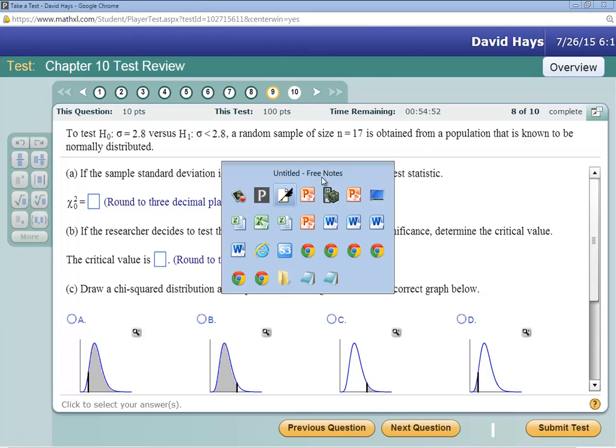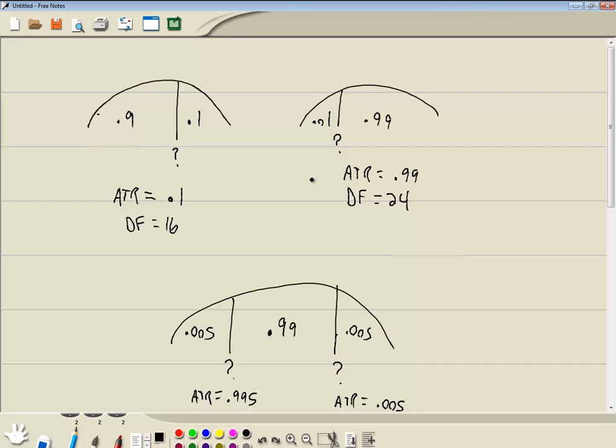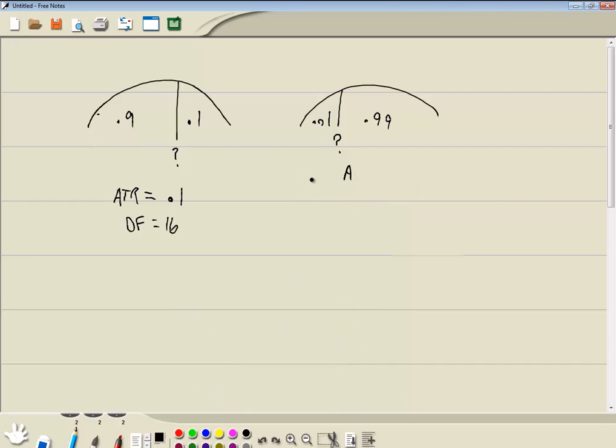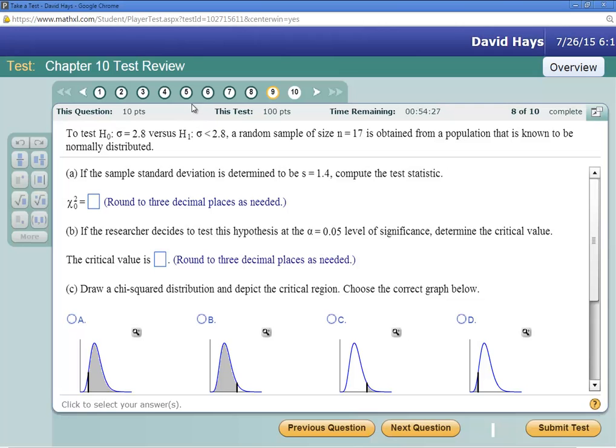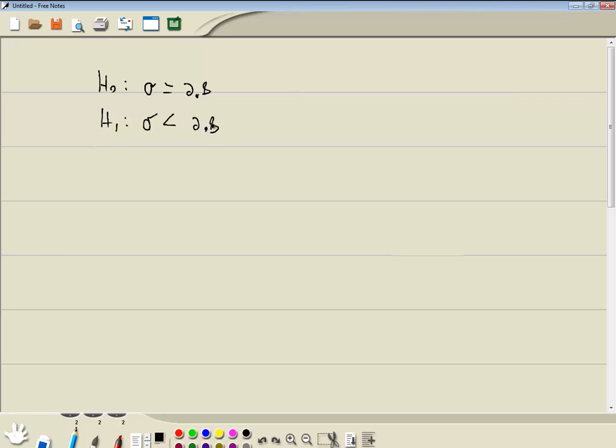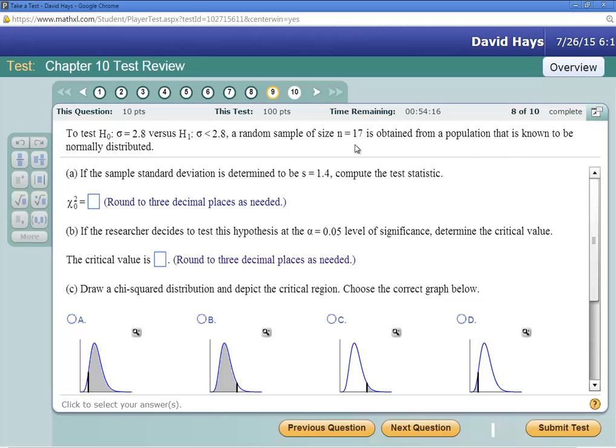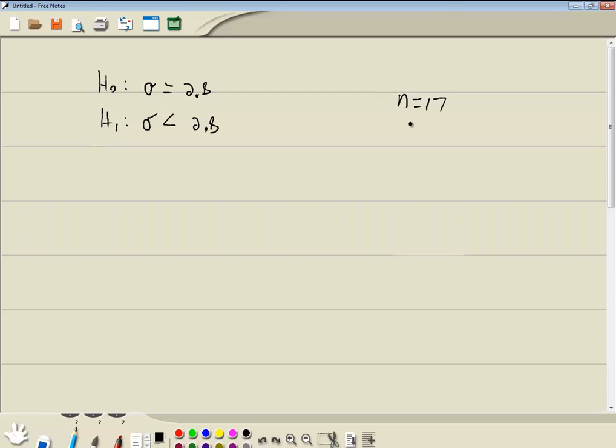Okay, giving us another claim. Moment of truth's coming up here pretty fast, whether I can actually read what the problem's saying. 2.8. Blaming a lack of sleep. And sigma is less than 2.8. Random sample of size n is equal to 17. And then be this. Okay, and S is 1.4.